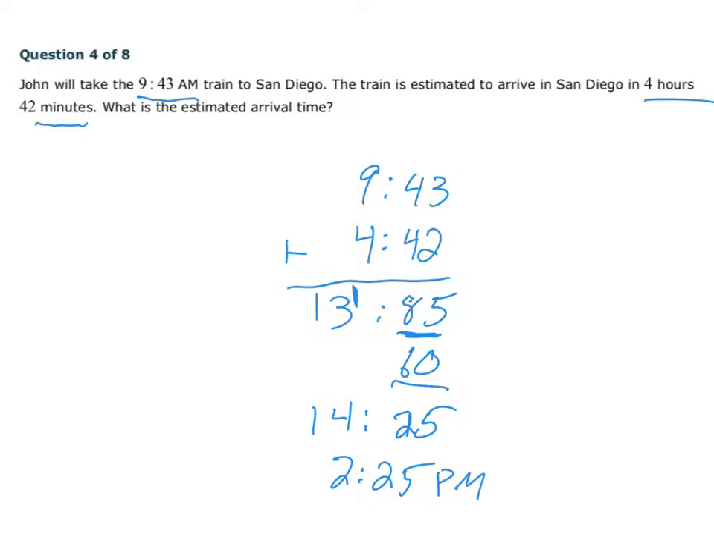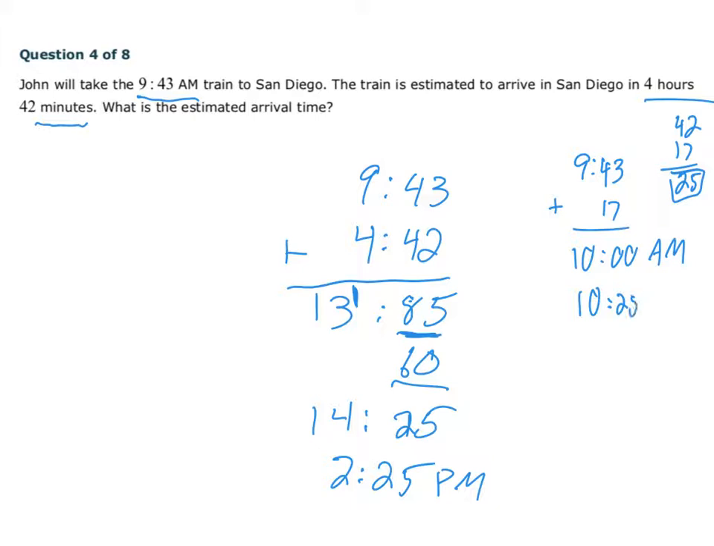Okay, let's look at another way to do it. 9:43 a.m. I can add 17 minutes to that to get to 10 a.m. And that's 17 minutes out of my 42. So I still have 25 minutes to add to that. Okay, so if I add 25 minutes, it's 10:25 a.m. And now I'm done with my minutes portion. So now I just have my 4-hour portion up here. So I'm going to add 4 hours to 10:25. I can just count 11:25, 12:25, 1:25, 2:25. And since I passed the 12, it's p.m. Okay, either of those ways works.